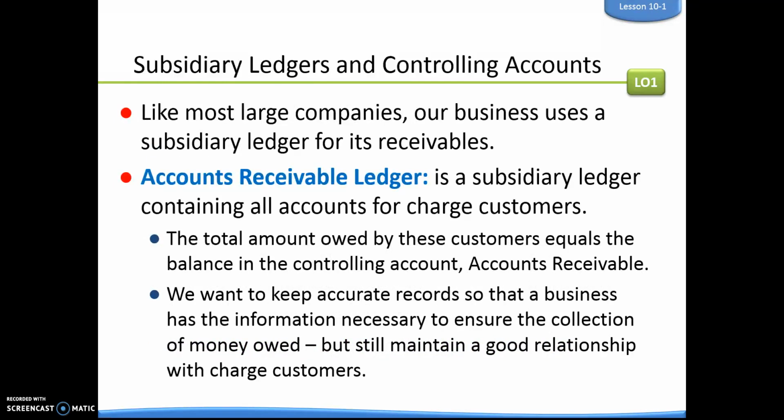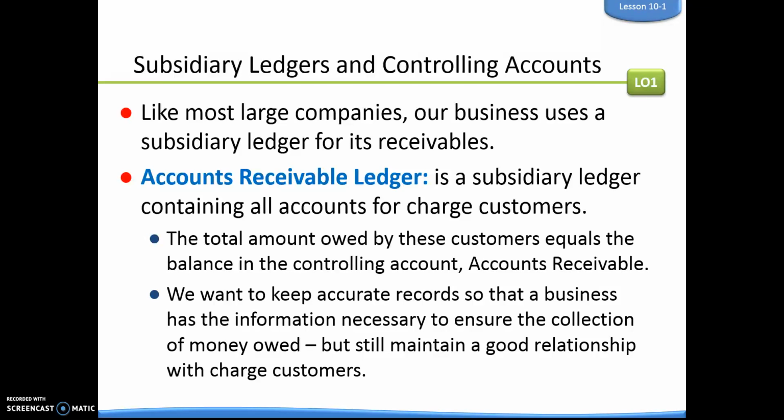Like most large companies, our business uses a subsidiary ledger for its receivables. Receivables, remember, are people that have bought on account and haven't paid us. Just like we did with our accounts payable and our vendors, the people that we bought from and owed money to, we also do the same thing for receivables. So we have an accounts receivable ledger, which is a subsidiary ledger containing all of the accounts for all of our charge customers or people that buy from us on account. If we were to total all of those customers up, that's going to equal the balance in that controlling account called accounts receivable. That's the one we've always worked with.